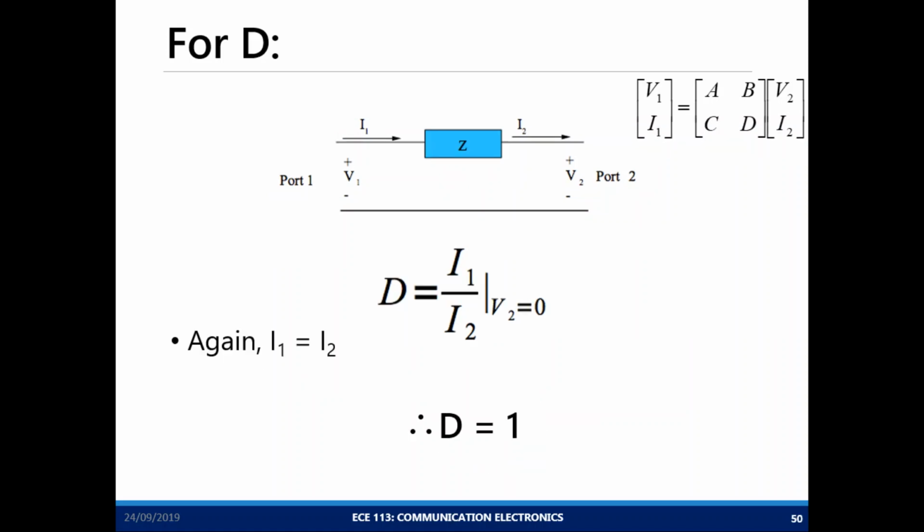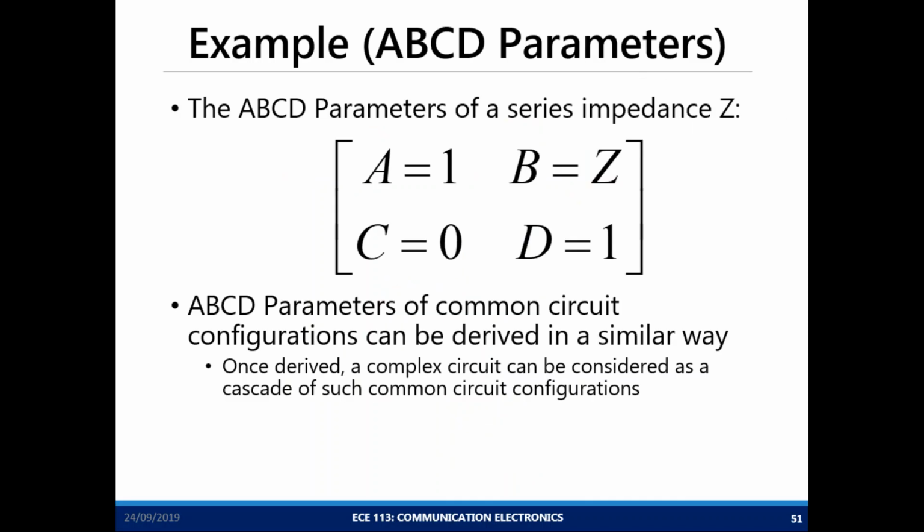And finally, for the current gain, take the short circuit right here, solve for the current. The current here is equal to the current here, then your D parameter is equal to 1. So for a series impedance Z, the ABCD parameters is equal to this matrix right here.